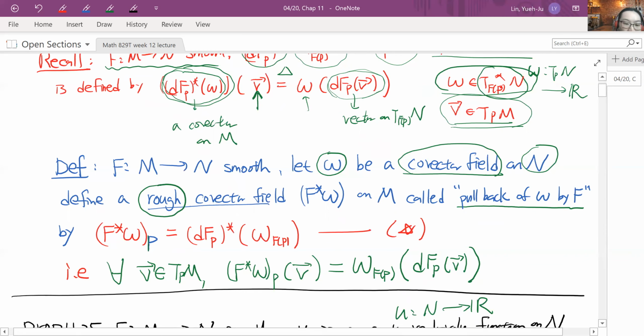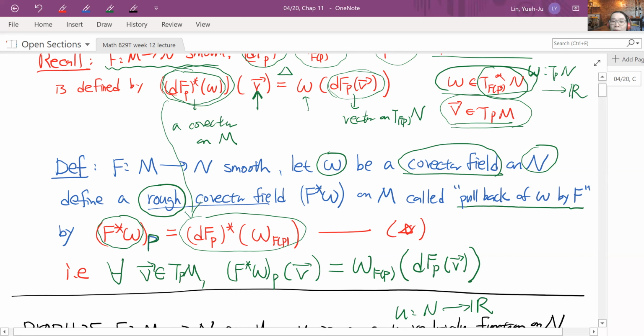When you evaluate at the point P, right? So first, this F star W is the pullback of W, and it should be a covector field. So how to define this covector field? I say when you evaluate at P, it will be the same as using the above definition. So basically, we know how to pull back a single covector.